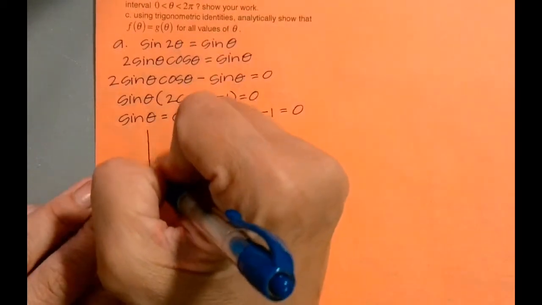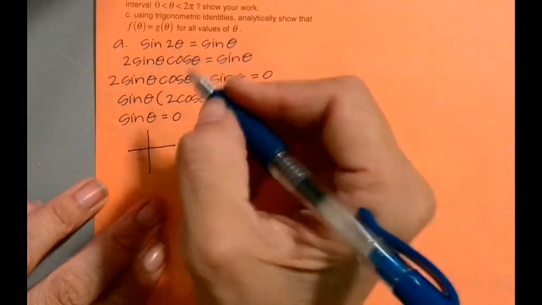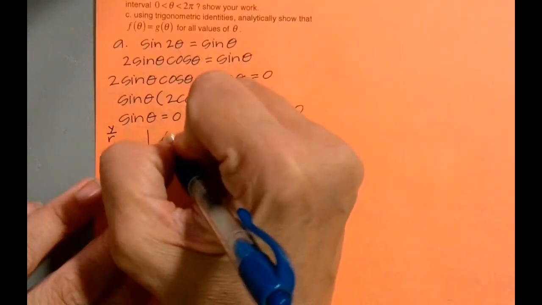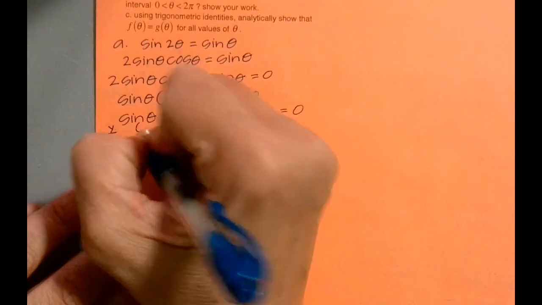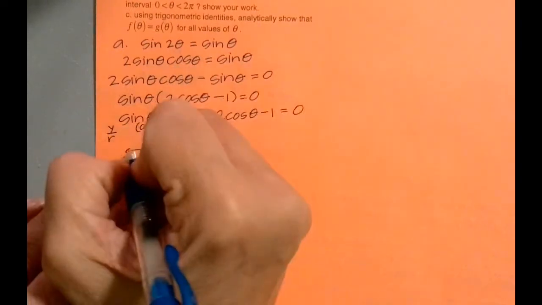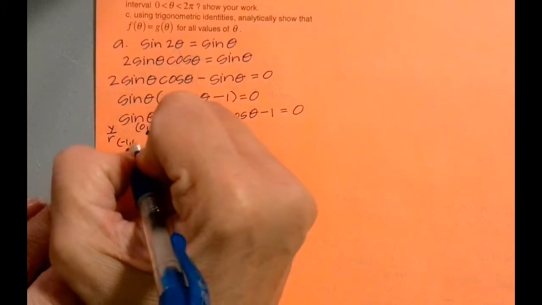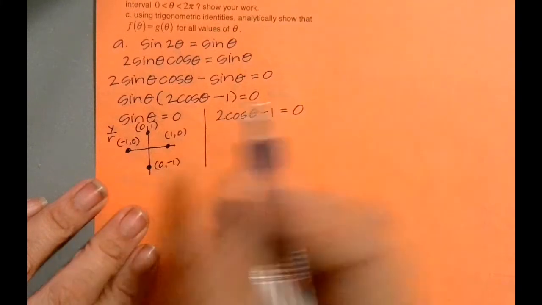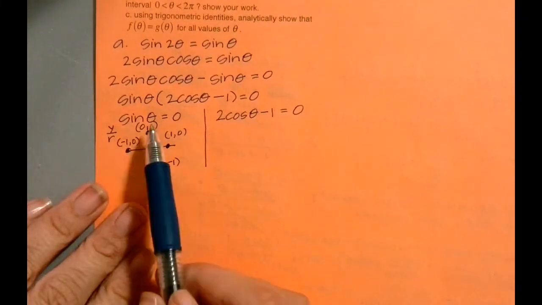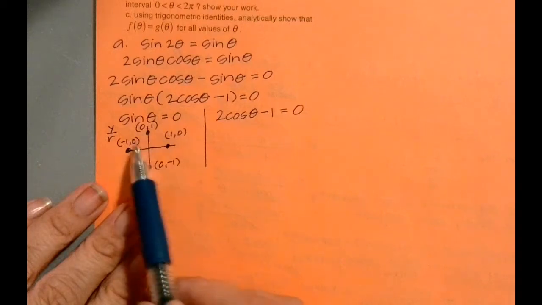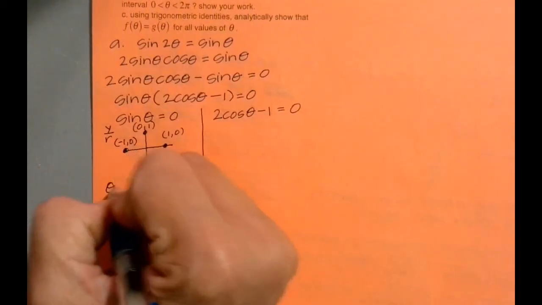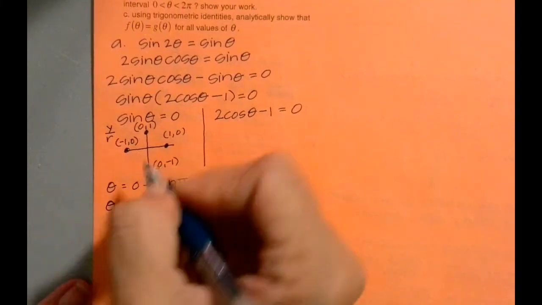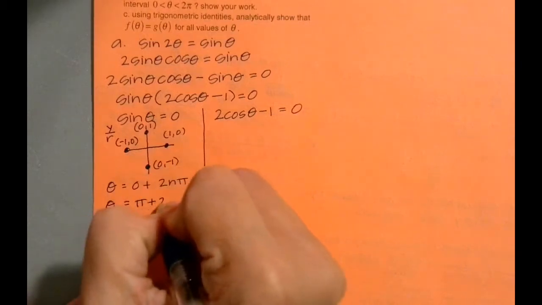So where is the sine of theta equal to 0? The sine of theta, so sine is y over r, so that's going to happen at one of these quadrantals that we have. So we want it to equal 0, so we're going to be looking for where the y coordinate is 0. So we'll get 0 divided by 1. So that happens at 0 and at pi. So theta equals 0 plus 2n pi, and theta equals pi plus 2n pi.